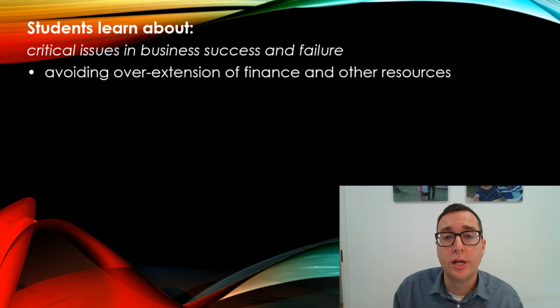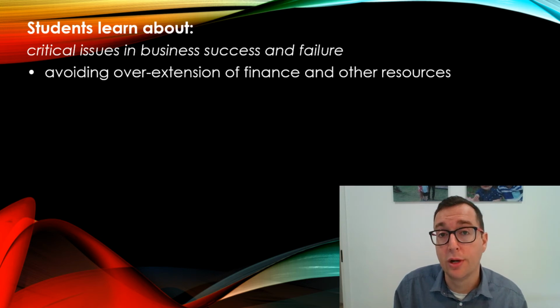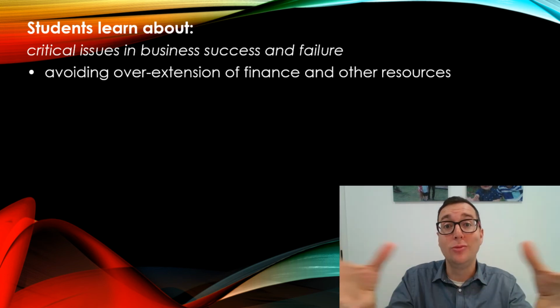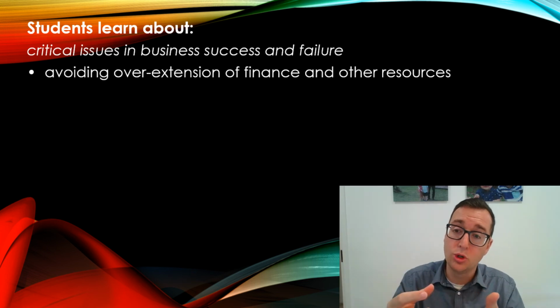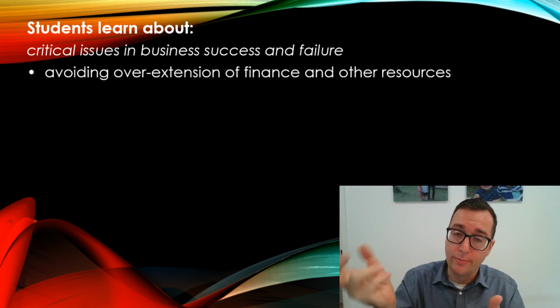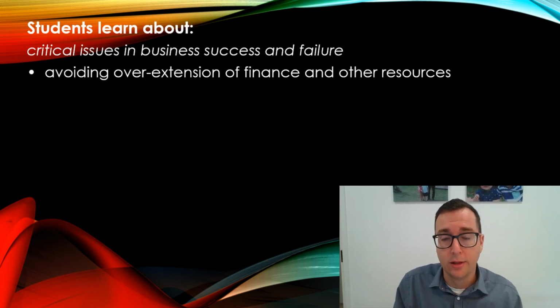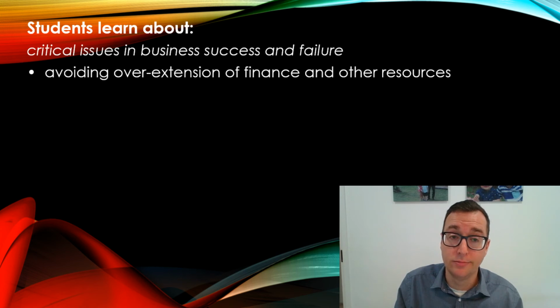Now, avoiding overextension of finance and other resources is your third last point. If you don't overextend with finance, if you don't go and take out too big a loan that you can't service, which means you're not making enough profit and money to pay the interest on that loan, and you're making sure you're okay, then you're going to increase your chance of success. One of the biggest things leading to failure for an SME is that they take out too big a loan and they can't pay it back, they can't service it.